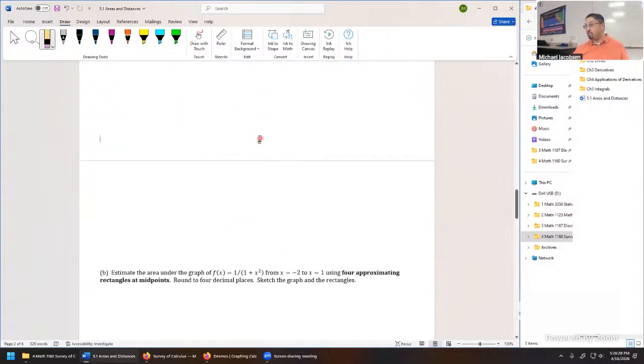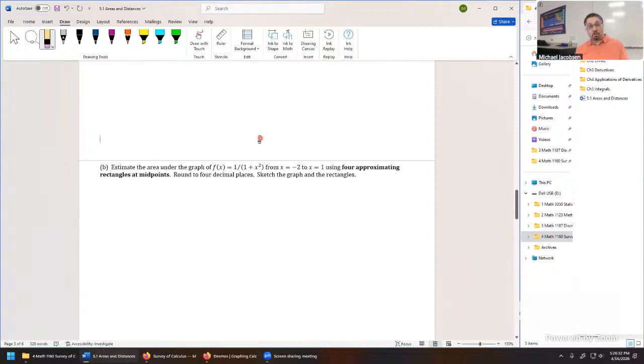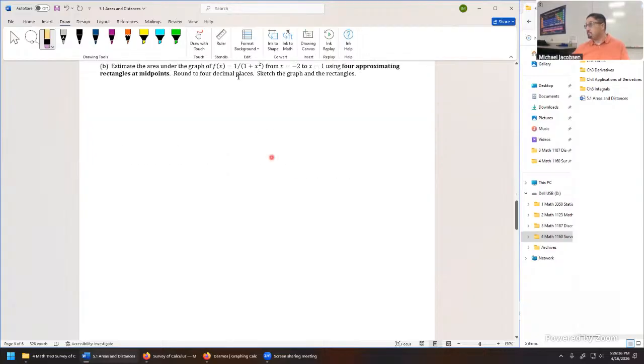So looking at the time, this one might be our last problem for the day. I think this one is a little bit trickier, so we're going to absolutely take our time with this one. We have a graph. F of x is 1 over 1 plus x squared.